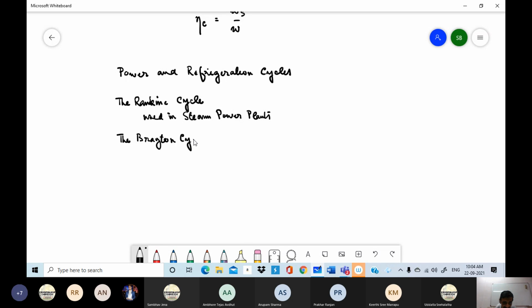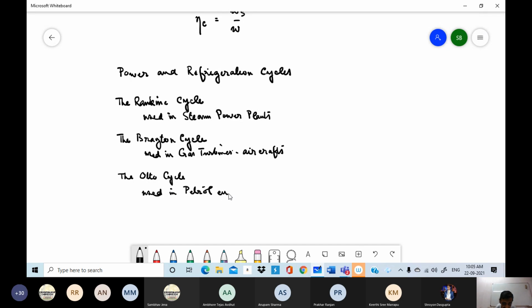The Brayton cycle, which is used in gas turbines, and these are used in aircraft. They are used for power generation also, but more widely used for aircrafts. Then there is the Otto cycle, which is used in petrol engines.